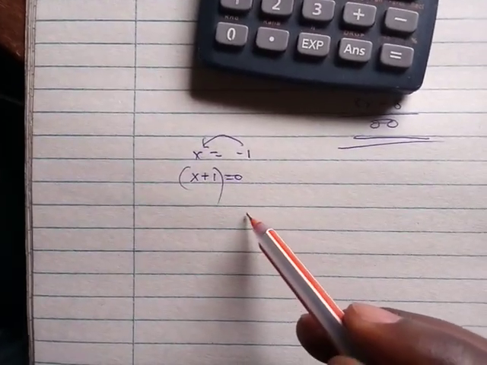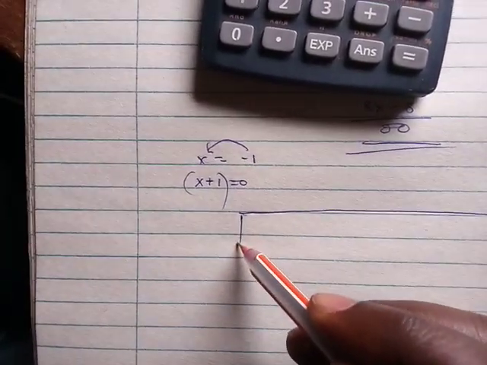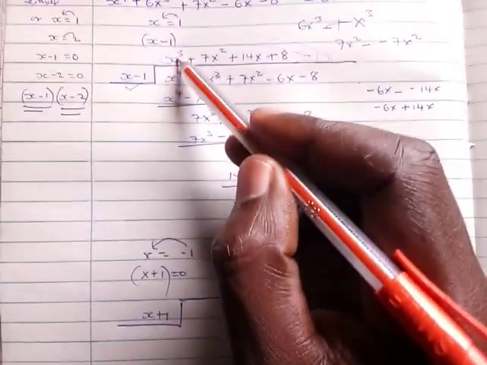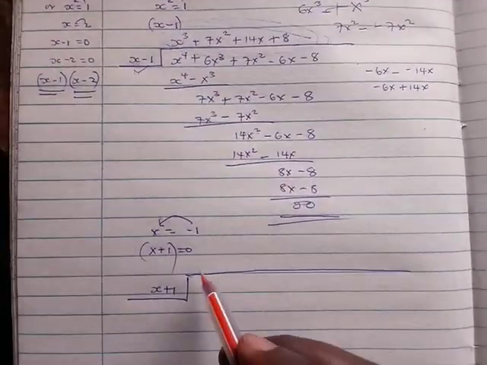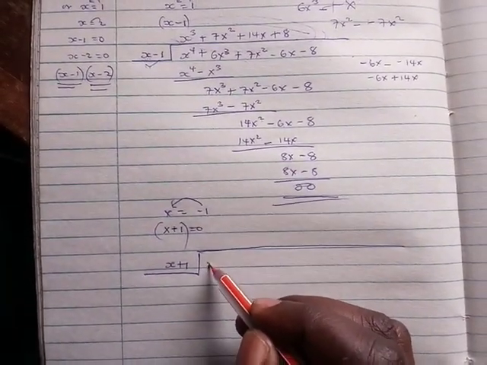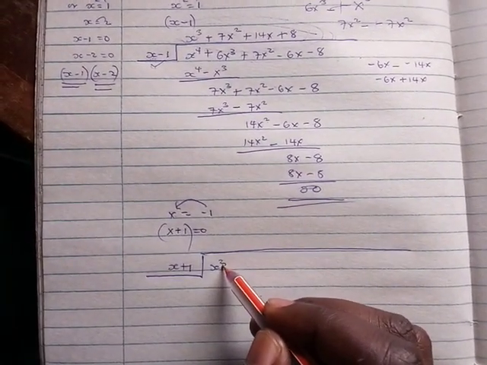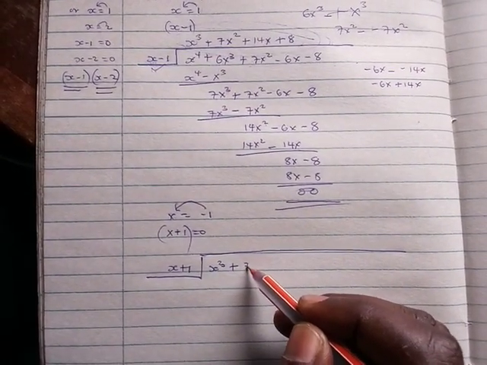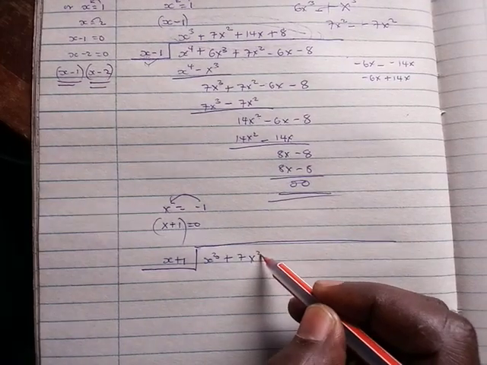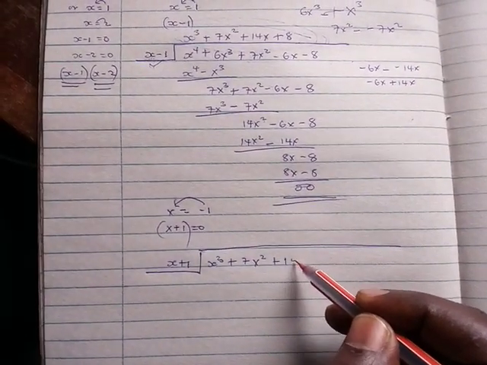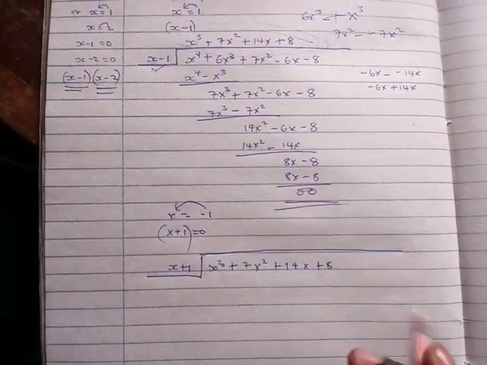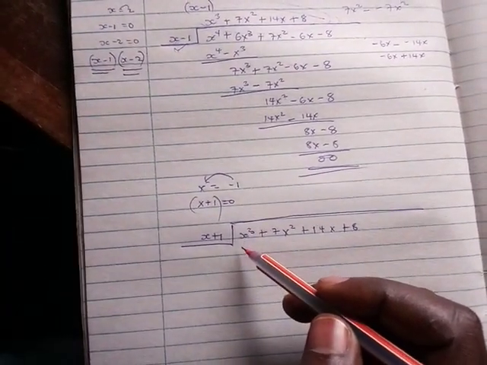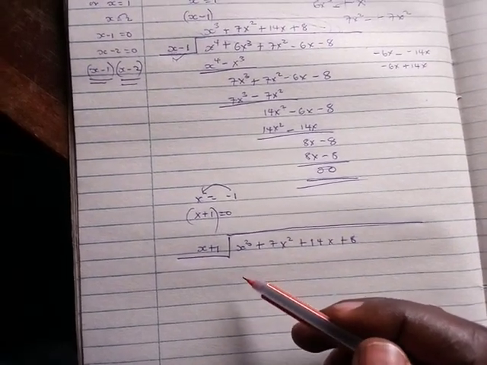So we again do the long division. We have the factor as x plus 1. Then what we shall put here is the other one, which is showing cubed. So we say x cubed plus 7x squared plus 14x plus 8. Yes, so start the division. This one has become a long video, so you will bear with it.